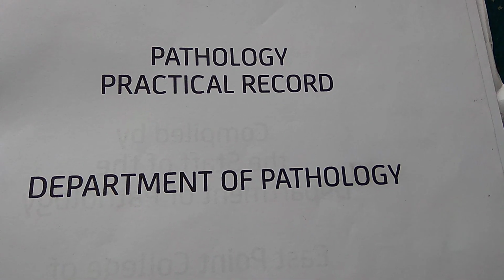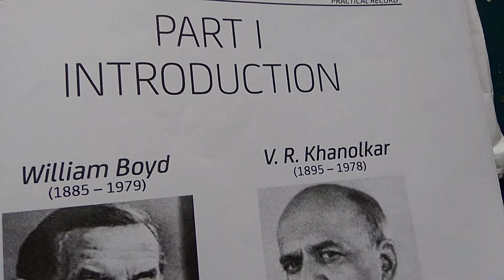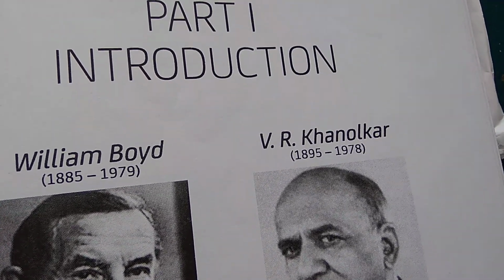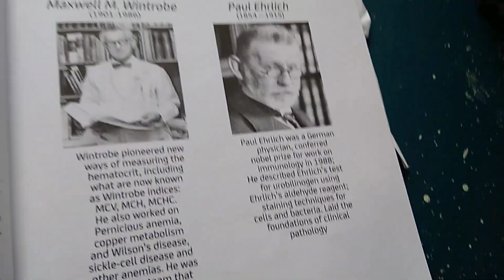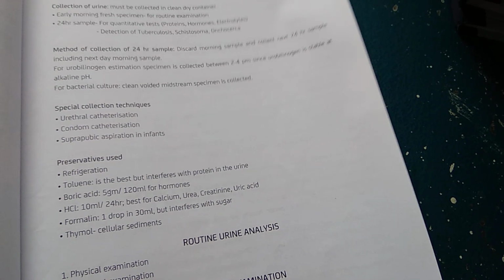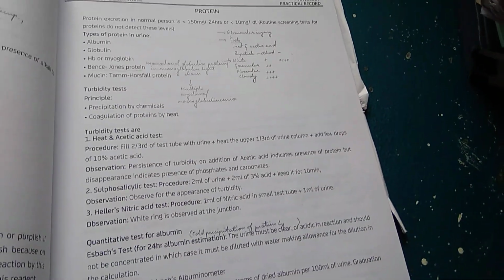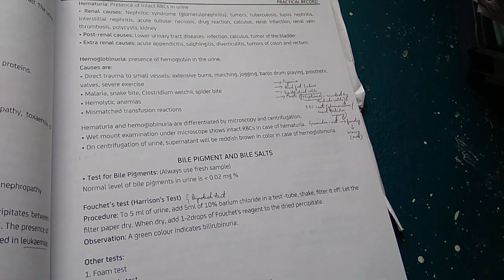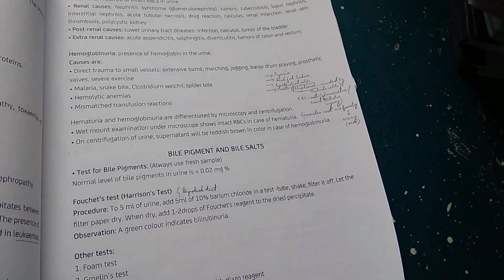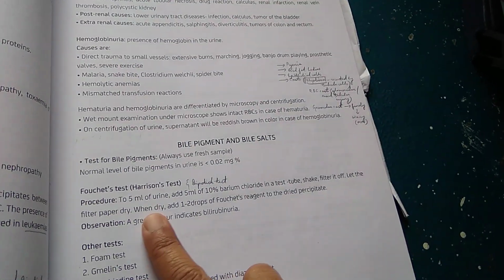Hello people, in this video let us look at the pathology practical record. So this is part 1 introduction, part 2 clinical pathology. So routine urine analysis, how to measure blood sugar, protein measurement. So this is all your biochemistry type of thing. Bile pigment, Fauchet's test.